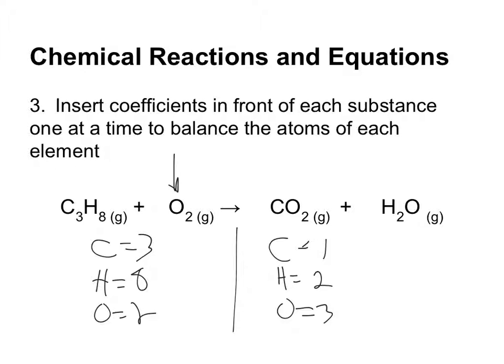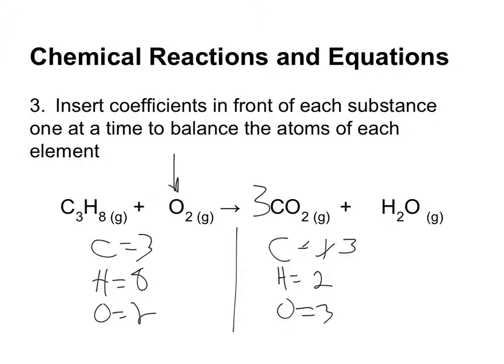I'll start with carbon since it's first. On the left-hand side, there's three carbons. On the right-hand side, there's one carbon. You're always looking for numbers that both sides can go into. And in this case, one can go into three. And in order to get one to be three, what do I have to do? I have to multiply by three. So if I put a three in front of the CO2, that multiplies the CO2 molecule by three, which means I've got now three carbon atoms on the right-hand side, which matches the three carbon atoms on the left-hand side.